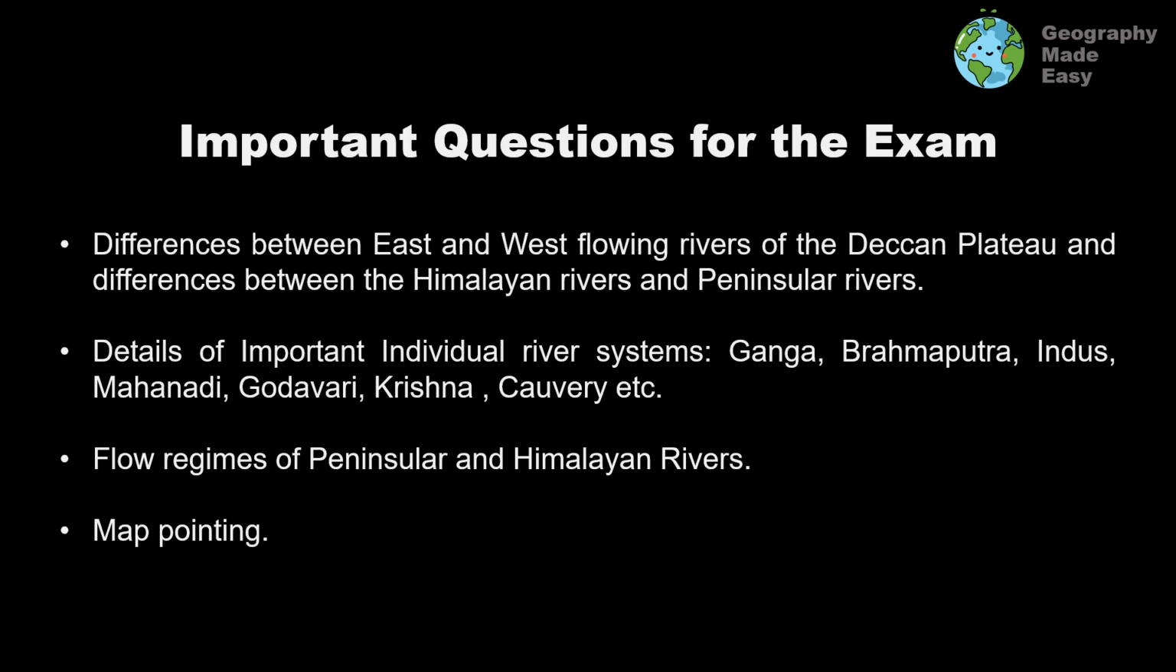So lastly, I'll just summarize the chapter briefly with the important questions from the examination point of view. The first is the differences that exist, which we just discussed, between east and west flowing rivers of the Deccan Plateau and Himalayan and Peninsular rivers. Details of important individual river systems like Ganga, Brahmaputra, Indus, Mahanadi, Godavari, Krishna, Cauvery. And also I think Chambal, these rivers are also important. Flow regimes should be studied and we should understand the concepts so that we can write what is expected, and map pointing from this chapter is very very important.